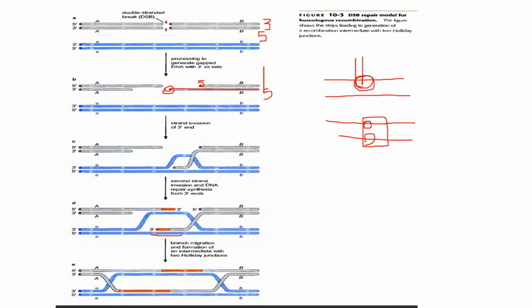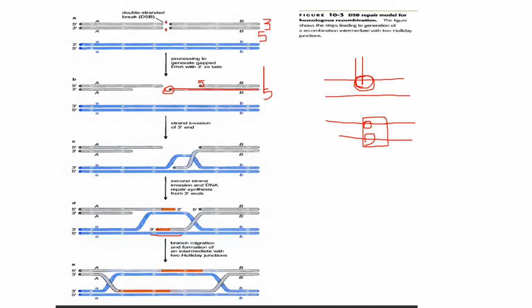Now this has got the 3 prime end, as I told you that this is the 5 prime end. So obviously this end would be the 3 prime. Again this has got this blue strand as a template, and DNA polymerase will utilize this blue strand as a template, and it will go on adding one by one the complementary nucleotide.